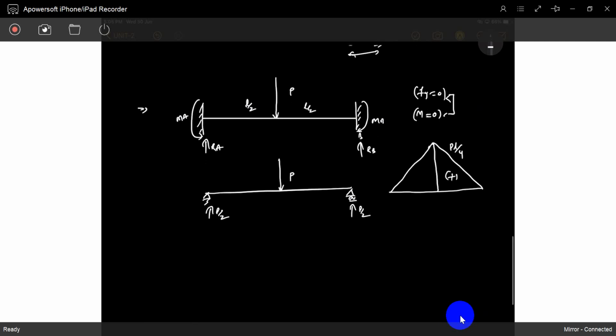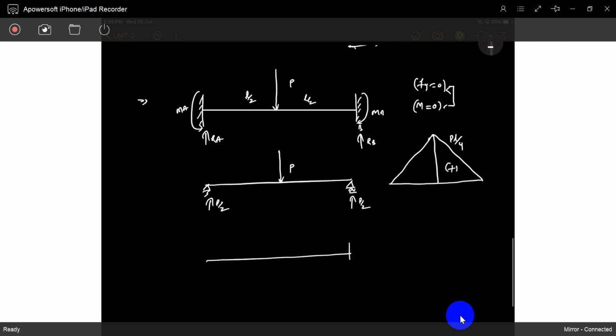This is positive. If you apply fixed ends at both, it will come like this: this is MB, this is MA. We don't know MA and MB, we will find out. But we know MA is equal to MB because the force is applied at center.